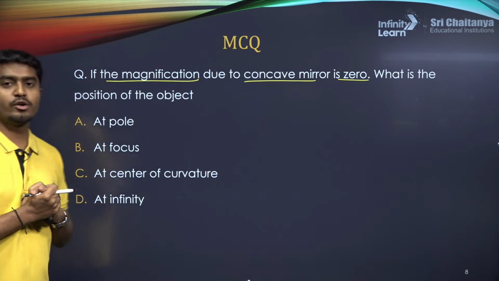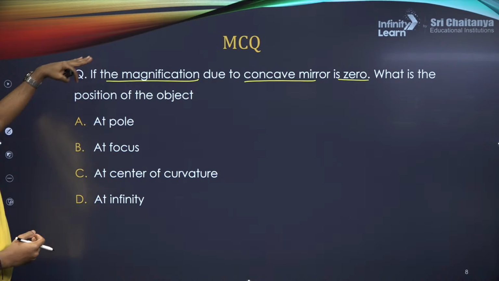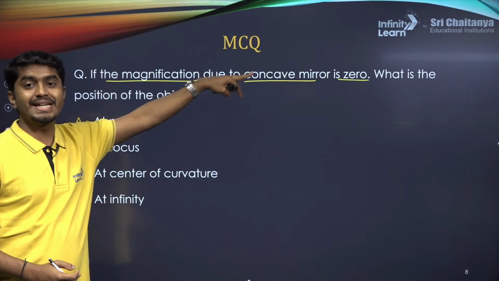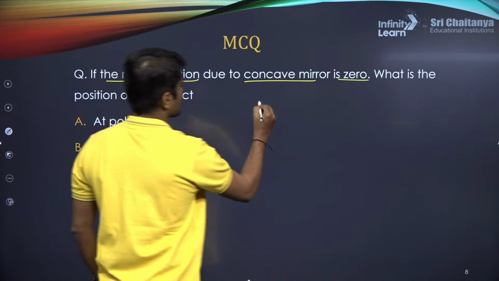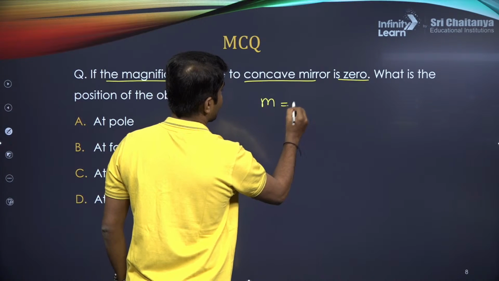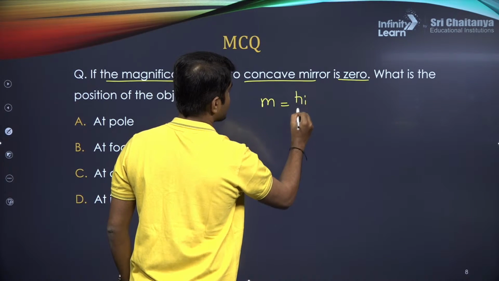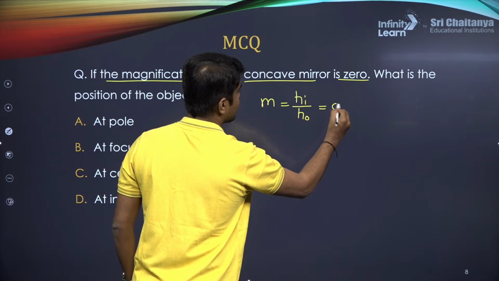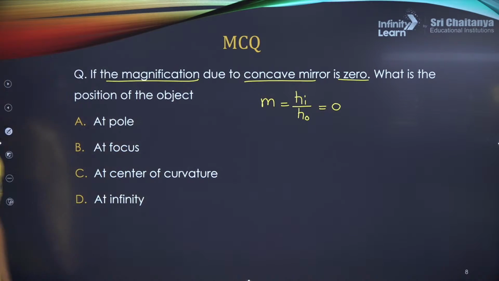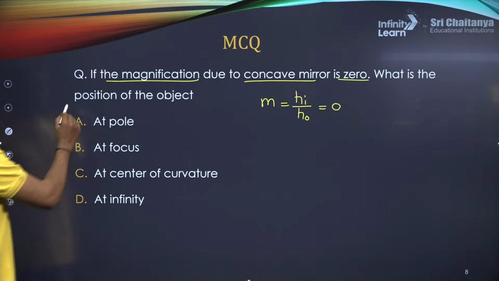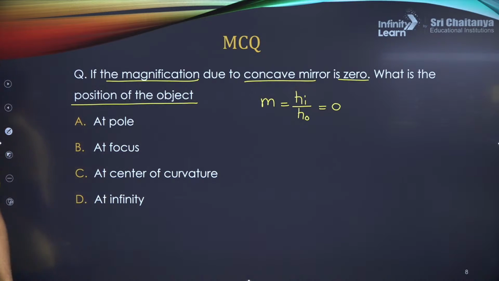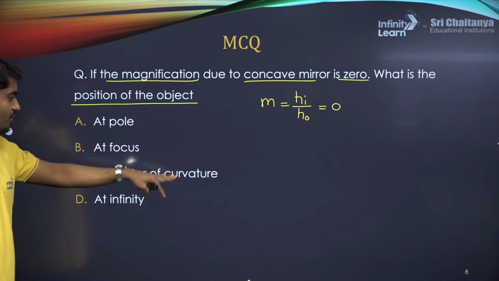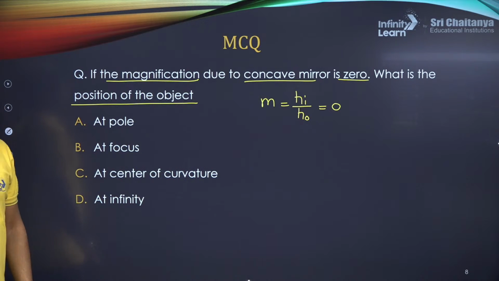So कैसे सॉल्व करोगे ये? क्या दिया यहाँ पे? Magnification due to concave mirror is 0. So what is magnification? It is height of the image divided by height of the object. It is given as 0. So what is the position of the object? ये पूछा है, बताओ जल्दी से क्या होगा? At pole, at focus, at the center of curvature, at infinity.